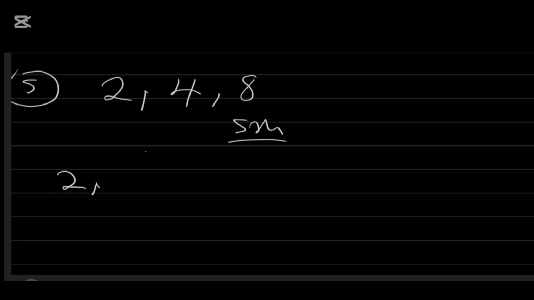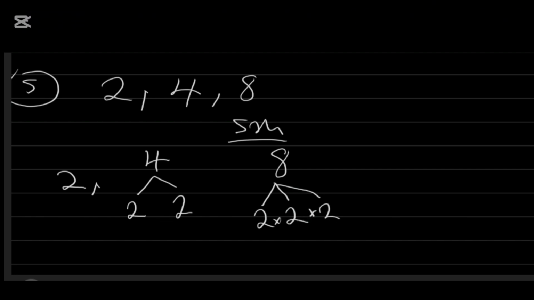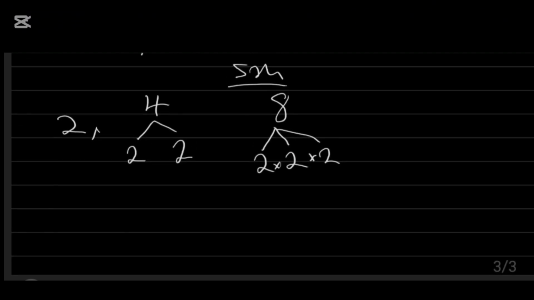Now 4 can be expressed as 2 and another 2. Also 8 can be expressed as 2 and another 2. So now our LCM is, we now take the first number, which is 2, and then check in the order inside the other numbers if it has common.